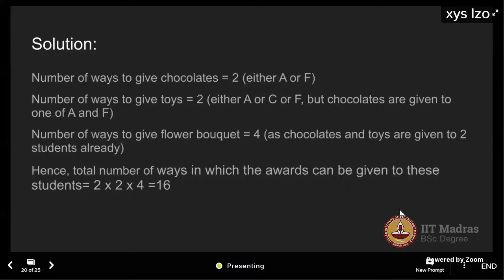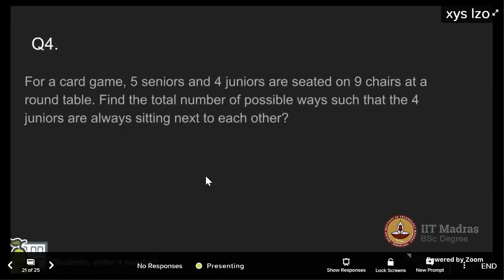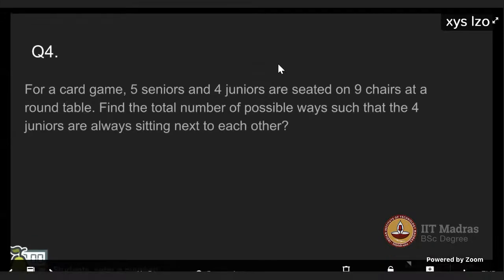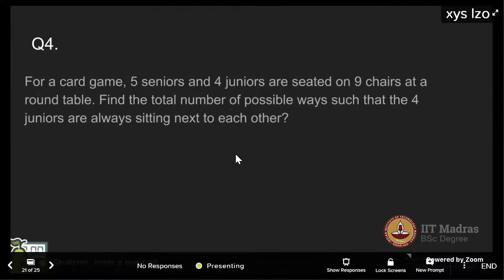So, okay, let's move forward. Question number 4. For a card game, there are 5 seniors and 4 juniors, who are to be seated on 9 chairs at a round table. In how many ways can you place them such that the 4 juniors are always sitting next to each other?